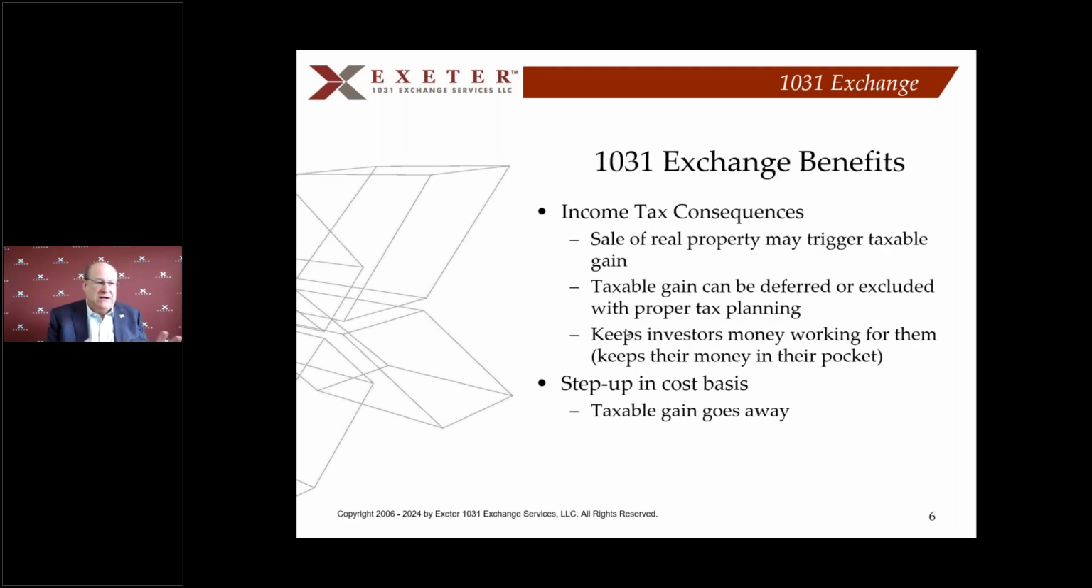So with that, let's jump in. The benefits, of course, are tax deferral, like we just mentioned. A lot of the investors will call us and ask, what's the best way to take advantage of the 1031 exchange? When should I use it? When should I not use a 1031 exchange? Those are all good questions.